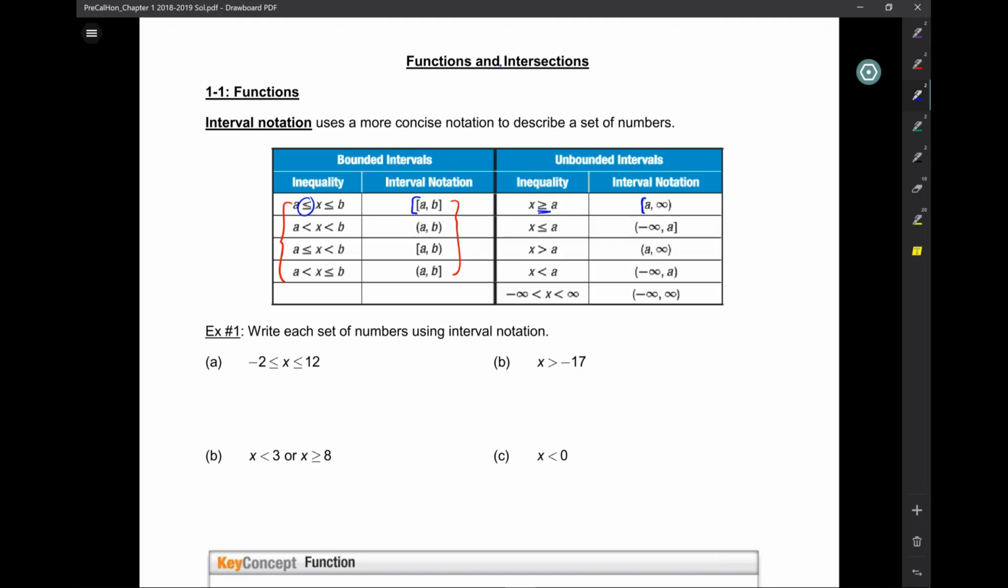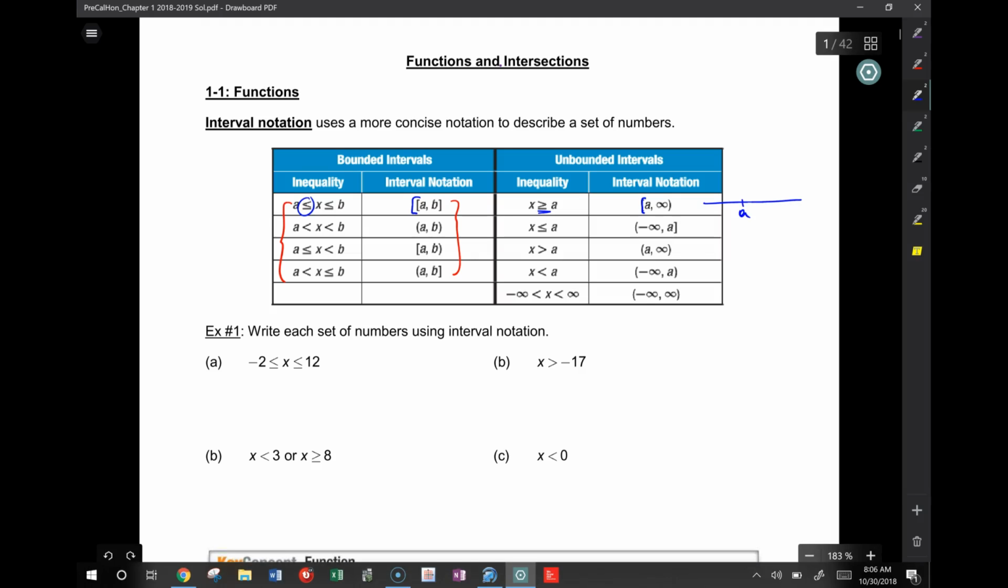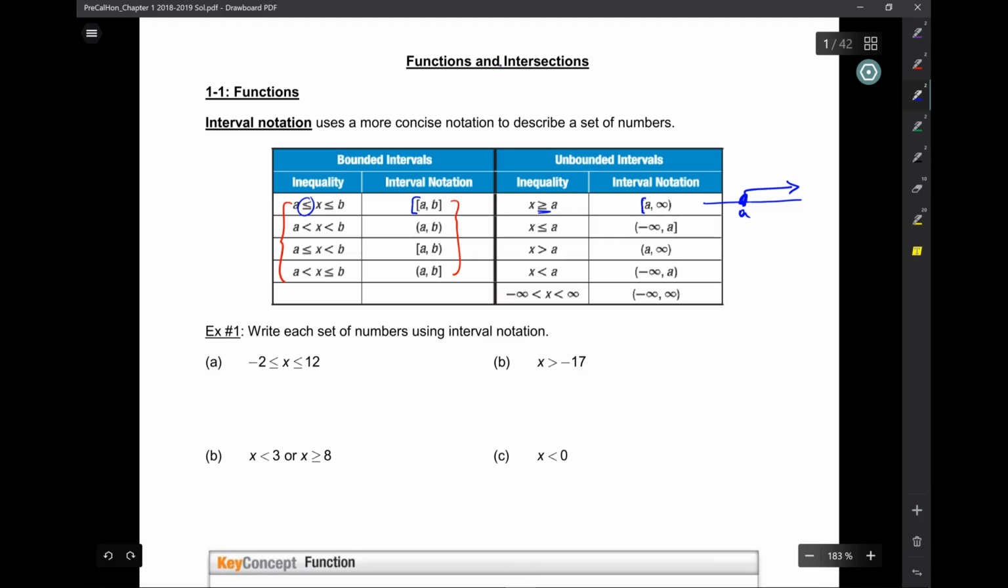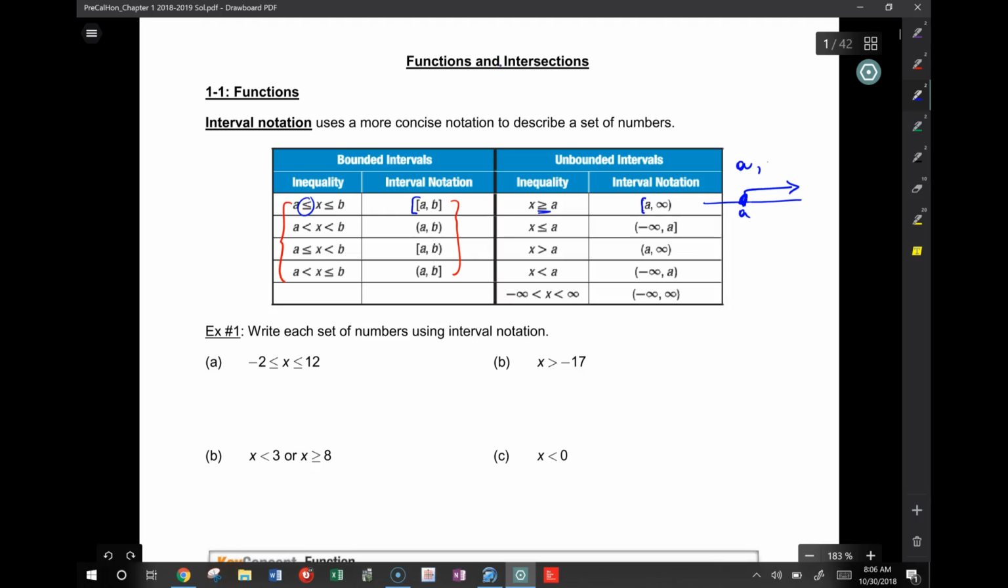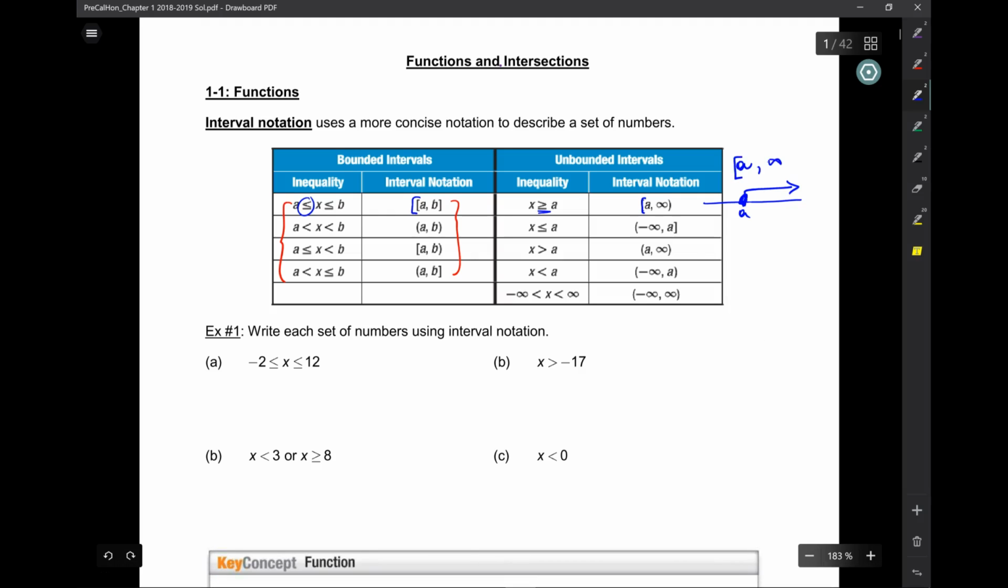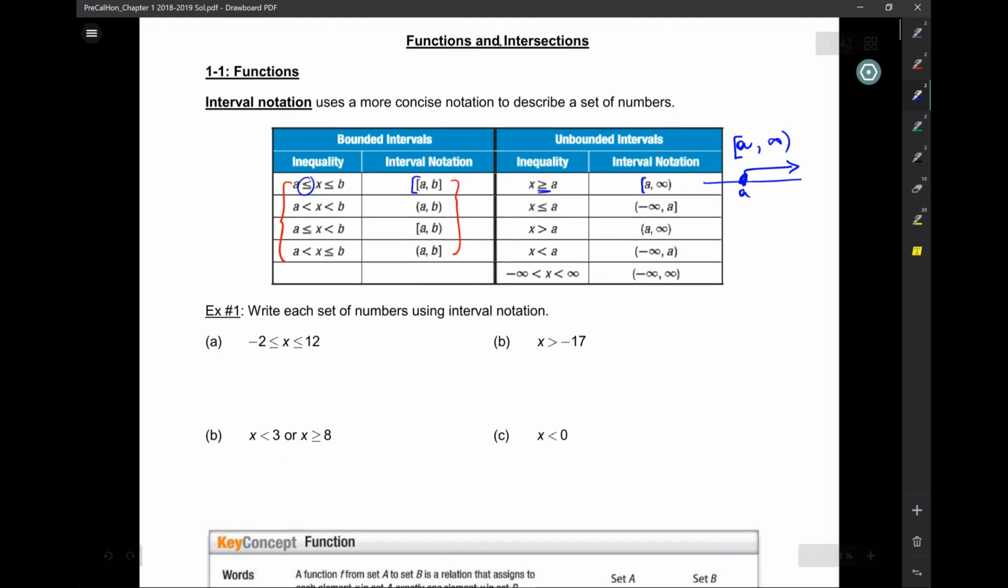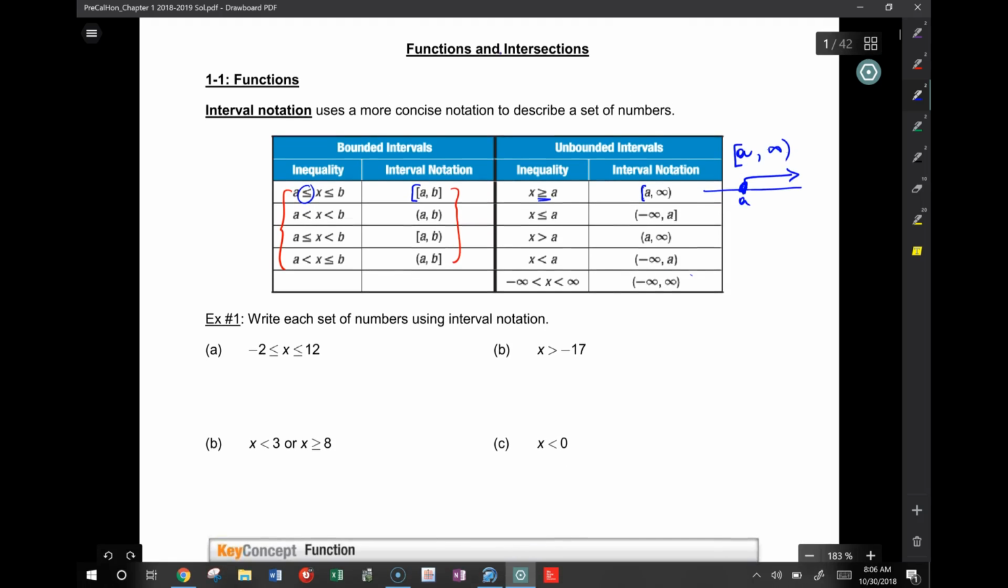So here, if x is greater than or equal to a, so basically here is a, and x is greater than or equal to, so everything from a on to infinity. So we say everything from a to infinity. We close at a because it's a closed circle. And then infinity, I have no idea what infinity is, right? Can we get on a spaceship, go somewhere, get out and say, okay, I'm standing on infinity? No, we have no idea where it is. It's undefined. So it's always an open circle, okay? And then all reals is negative infinity to infinity.